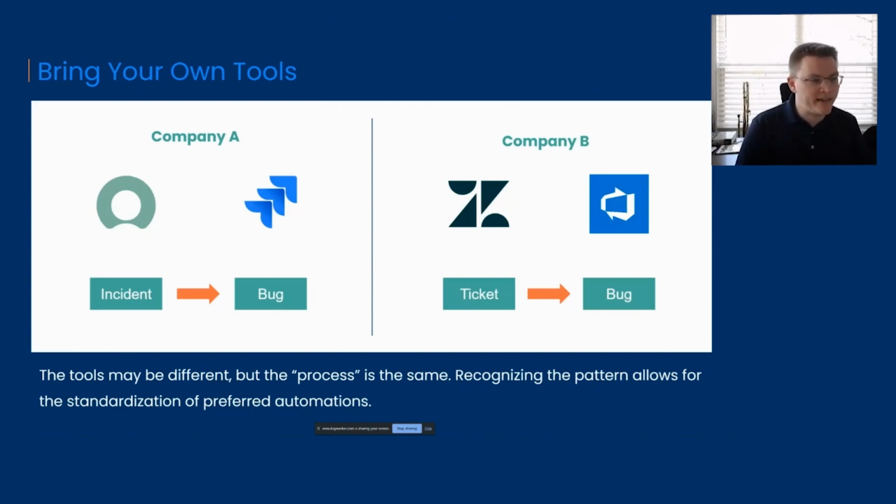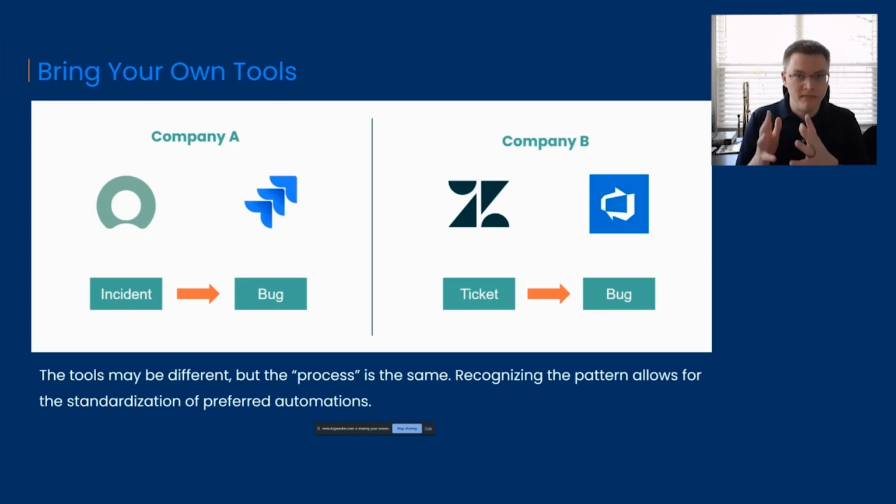This is an incident escalation pattern where company A is using ServiceNow and Jira, and here's how they have their incidents, and they need to escalate into Jira. But company B is doing the same thing, and company B is using Zendesk and Azure DevOps. They have tickets creating bugs. Doesn't matter what the two tools are in either system. They're both following this incident escalation pattern.